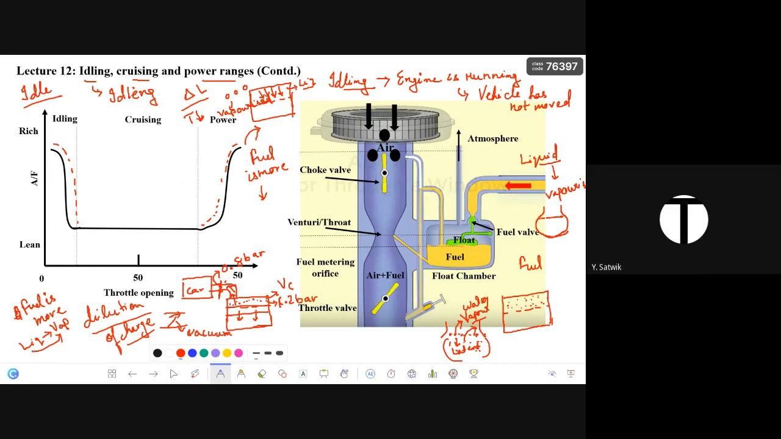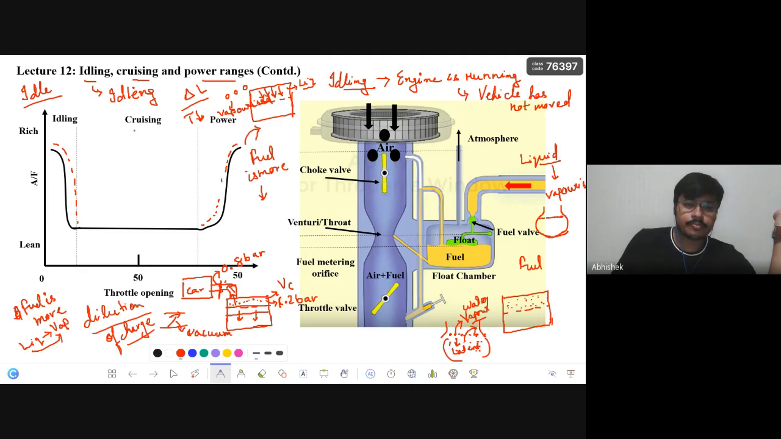Yes, sir. Okay. And then there is cruising. Cruising is just normal operation, the portion of the operation of the vehicle where we want the maximum economy, or the fuel economy should be enhanced. That is why we provide a lean mixture. So this is very general. Then we'll move ahead.